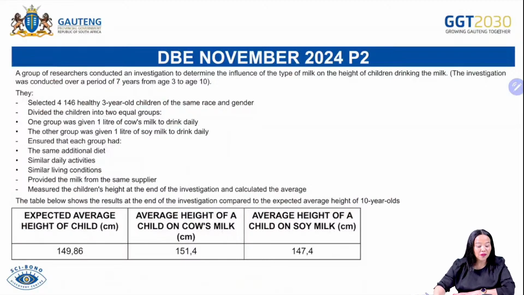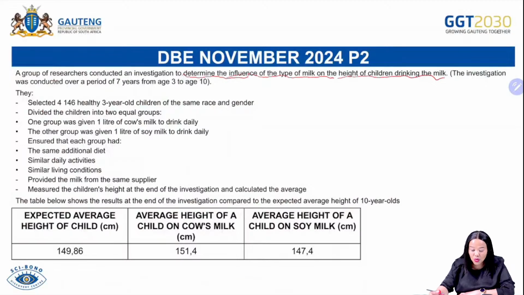A group of researchers conducted an investigation to determine the influence. Remember we said the minute you see the words to determine, that's where you find your aim. That is your aim, to determine the influence of the type of milk on height of children drinking the milk. So that is our aim. This researcher conducted an investigation to determine the influence of the type of milk on the height.